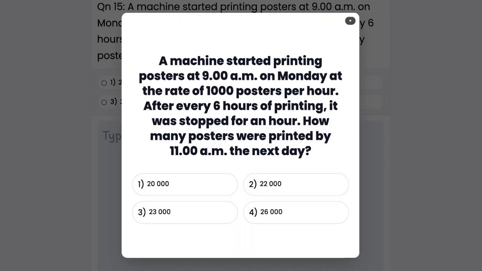Question 15. A machine started printing posters at 9 a.m. on Monday at the rate of 1,000 posters per hour. After every 6 hours of printing, it was stopped for an hour. How many posters were printed by 11 a.m. the next day? Okay, so this one, remember, the next day, right? It's not from 9 to 11.